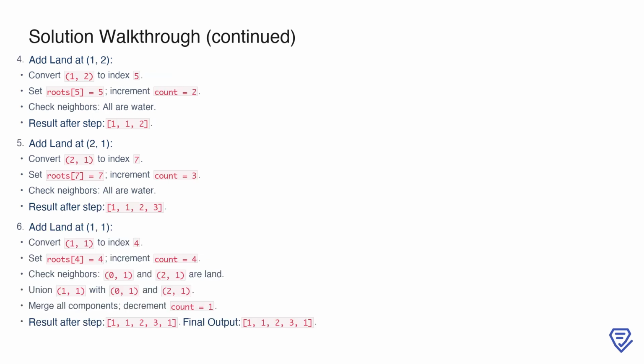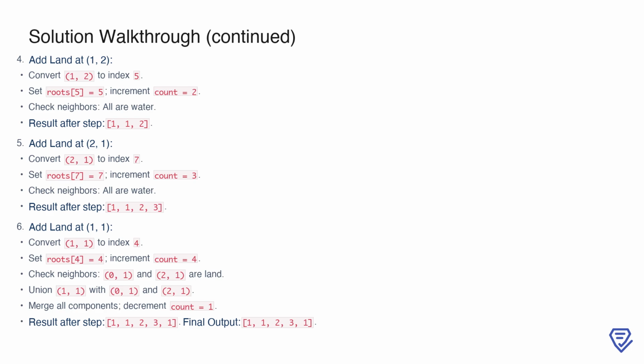When we add land at position 1,2, it maps to index 5 in the roots array. We mark this as land by setting roots[5] equals 5 and increment the count to 2. Since all its neighbors remain water, no merging is needed, and the result is 1, 1, 2. Next, adding land at position 2,1 corresponds to index 7. We update roots[7] equals 7 and increase the count to 3. Again, all its neighbors are water, so no unions occur, and the result becomes 1, 1, 2, 3.